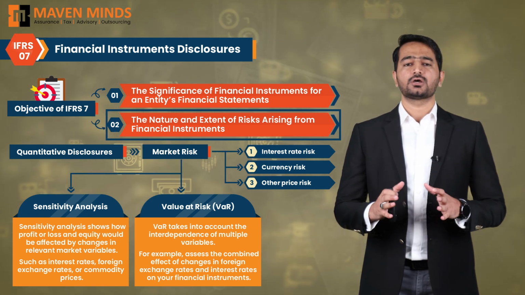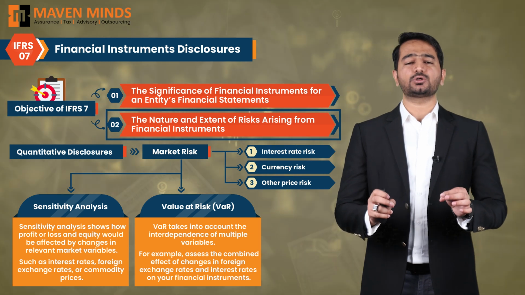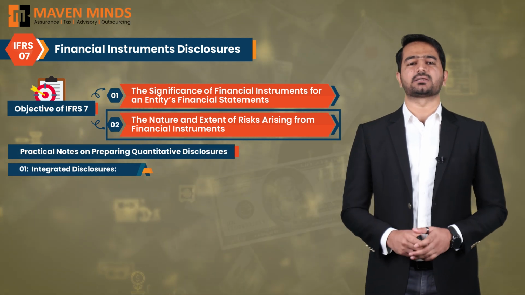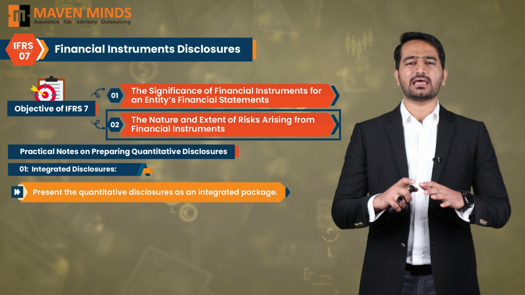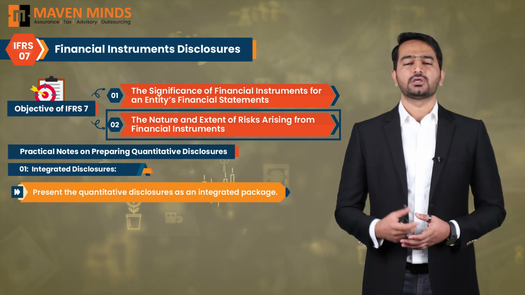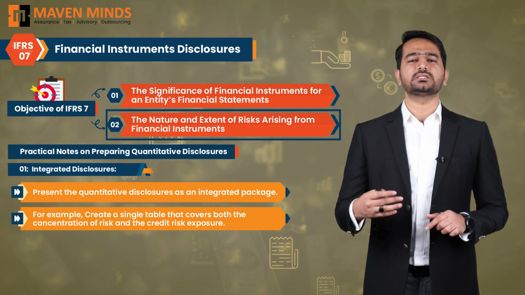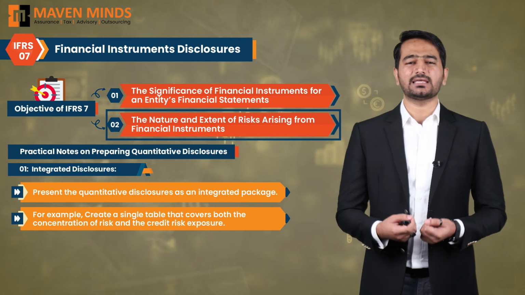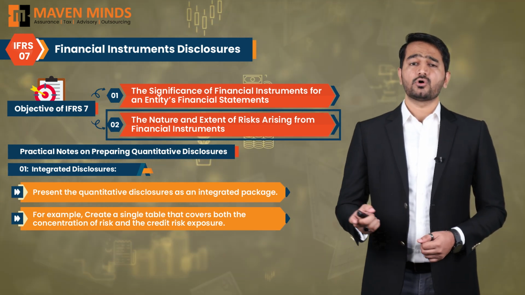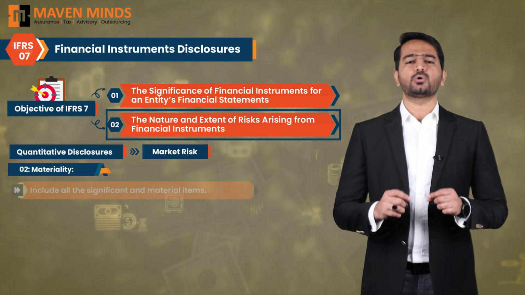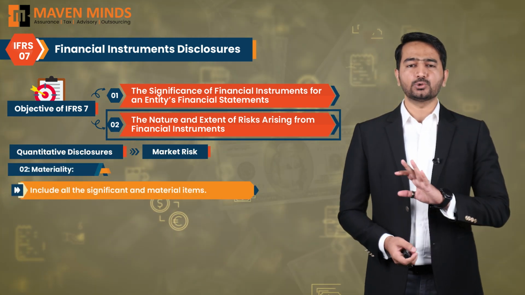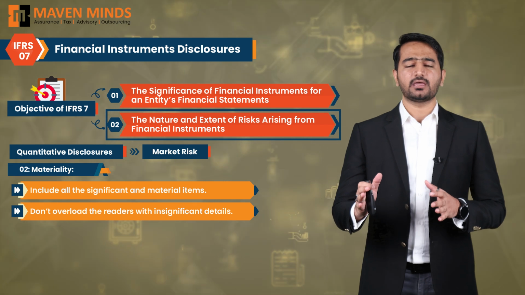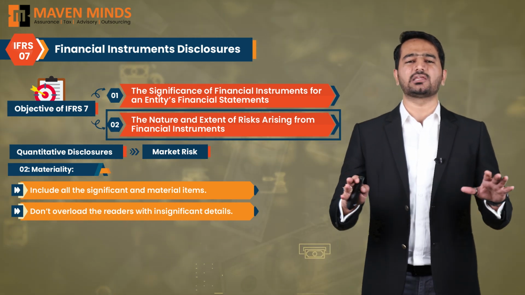Okay, now, it might seem like there is a lot of work involved in preparing these disclosures, but let me give you a few tips to make the process easier. You can present your quantitative disclosure as an integrated package. For example, you can create a single table that covers both the concentration of risk and the credit risk exposure. This makes your disclosure more streamlined and easier to understand. Then, always consider materiality. Include all the significant and material items, but don't overload your readers with insignificant details. Focus on what is important and avoid drowning your audience in a sea of unnecessary information.